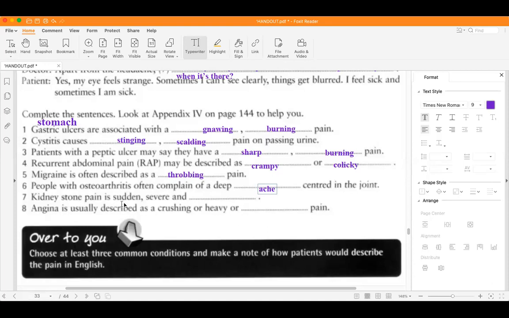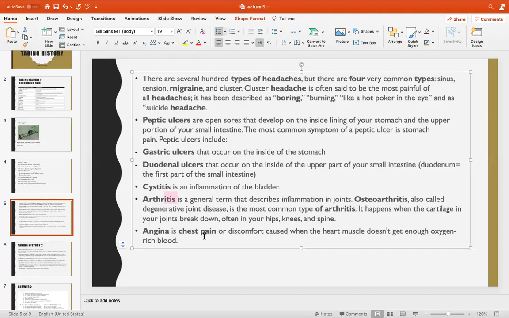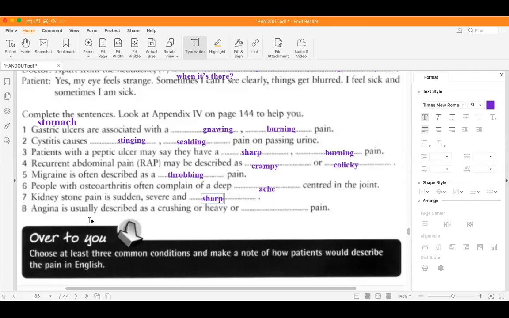Kidney stone pain is sudden, severe, and sharp. Angina, what is the meaning of angina? Angina is chest pain. In Arabic, it means ذبحة. Chest pain or discomfort caused when the heart muscle doesn't get enough oxygen-rich blood. So angina is usually described as a crushing or heavy or gripping pain.